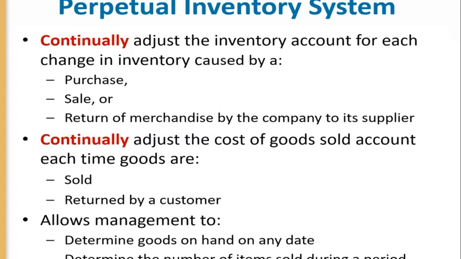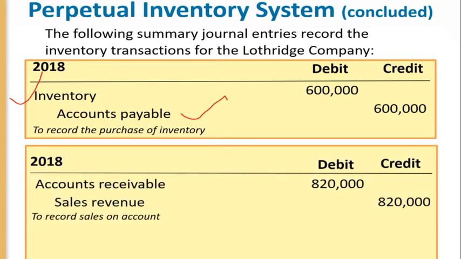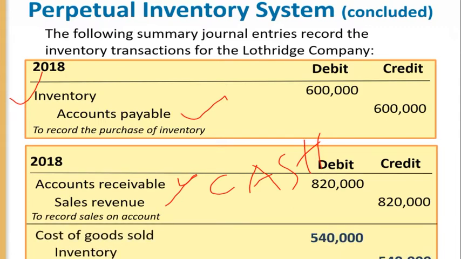As we know, there are two different types of inventory systems. The first one is the perpetual inventory system, and the second one is the periodic inventory system. In the perpetual inventory system, when we purchase inventory, we usually record inventory debit and accounts payable credit in case of purchase on credit. And for the sales, we usually debit accounts receivable for the credit sales. But in case of cash sales, we will be debiting cash. And sales revenue is credit. And for the cost of goods sold, we will be recording cost of goods sold debit and inventory credit. So for sales, there are two journal entries in case of perpetual inventory systems.